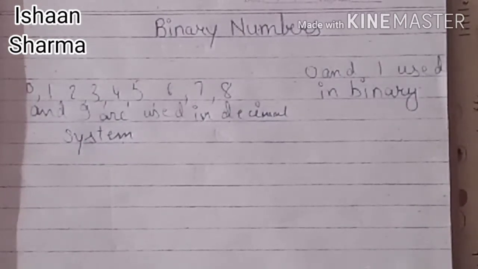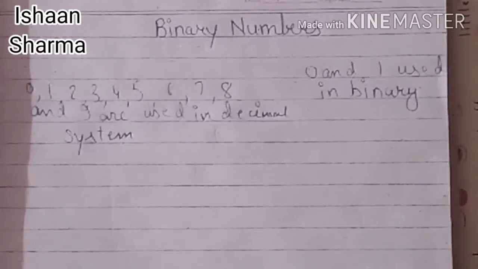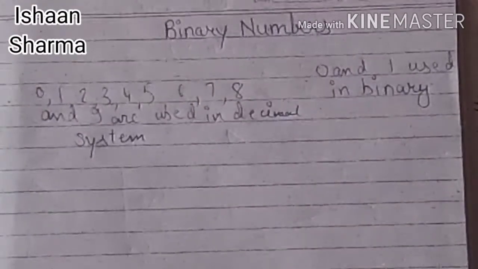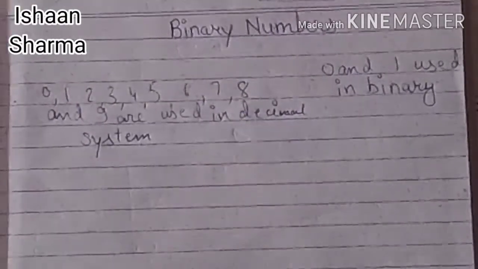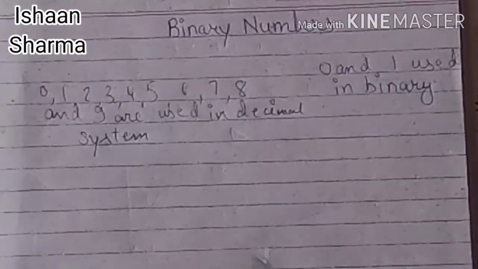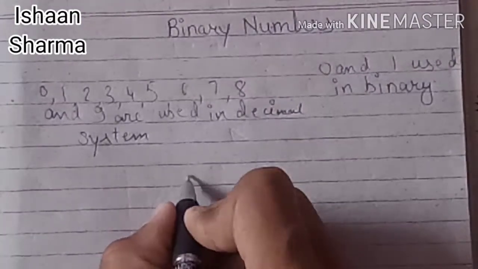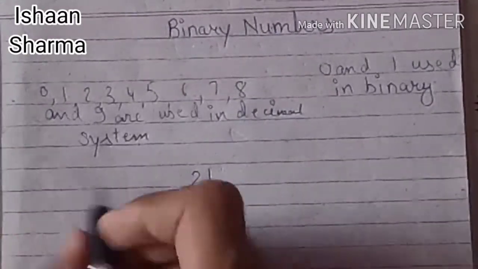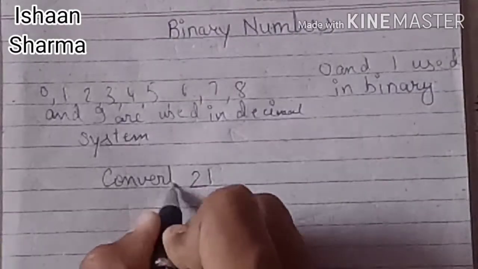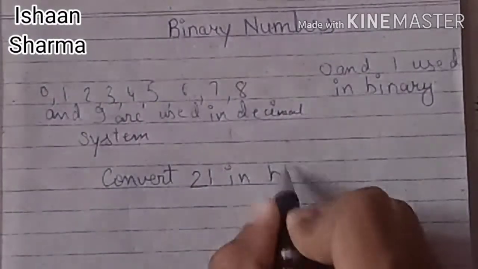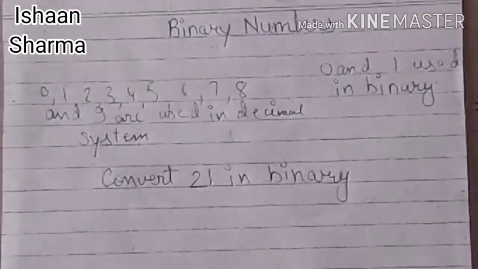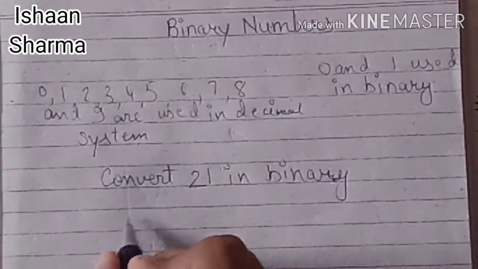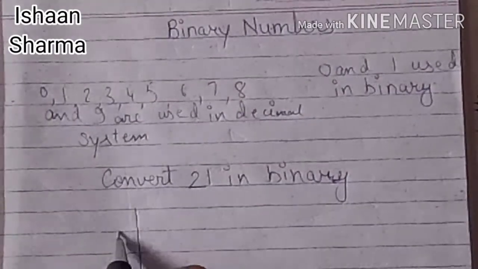Now let us see an example of how to convert a decimal number into binary. Let us take 21 as a decimal, which we are going to convert into binary code. We have to divide by 2 until the quotient becomes 0. First we divide 21 by 2.